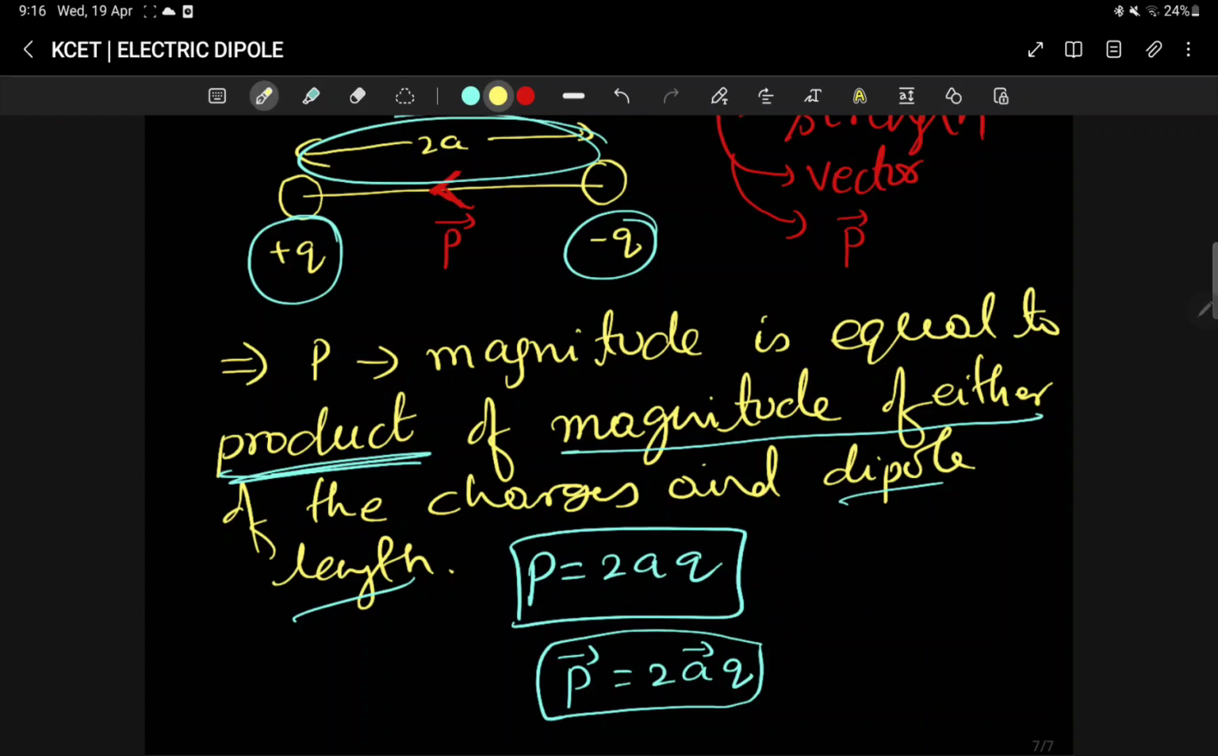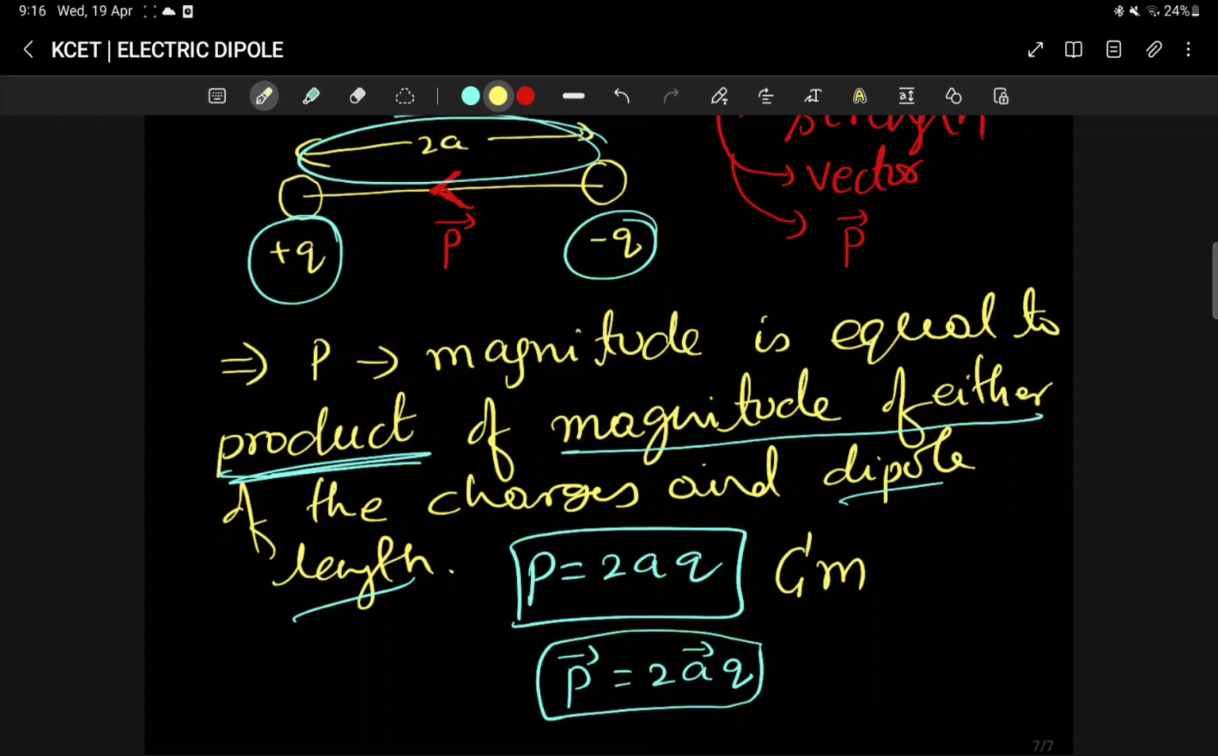Next, one more question that arises here is, what is the SI unit of electric dipole moment? See, for charge it is coulomb. For dipole length, it is meter. So coulomb meter is the SI unit of electric dipole moment. So these are the very important concepts from electric dipole moment, dear students.